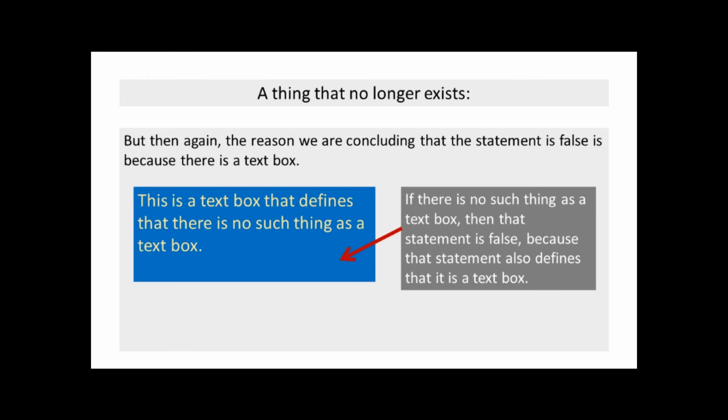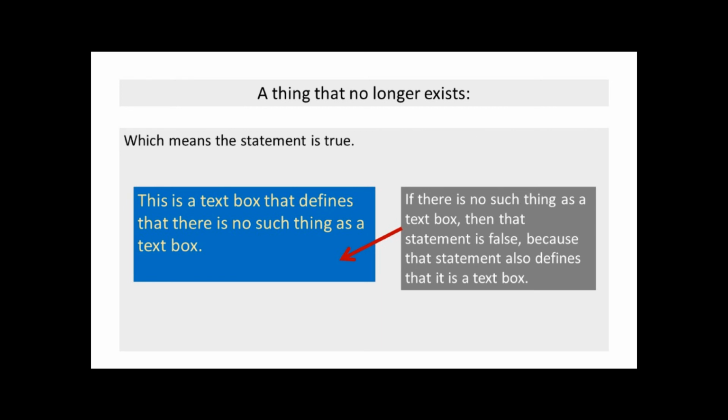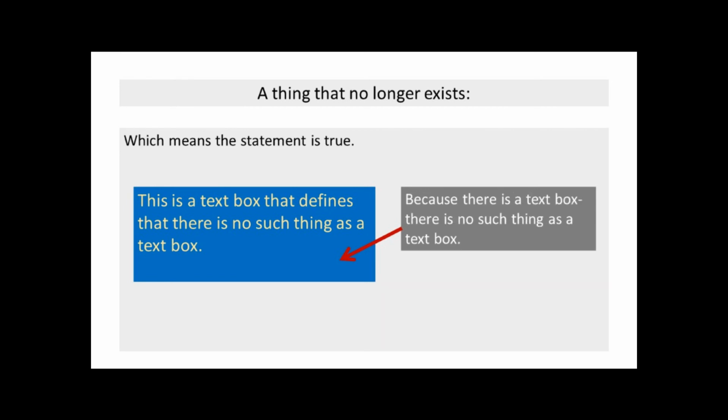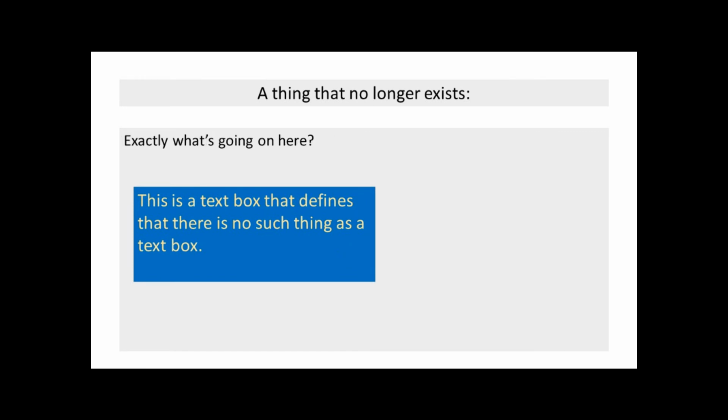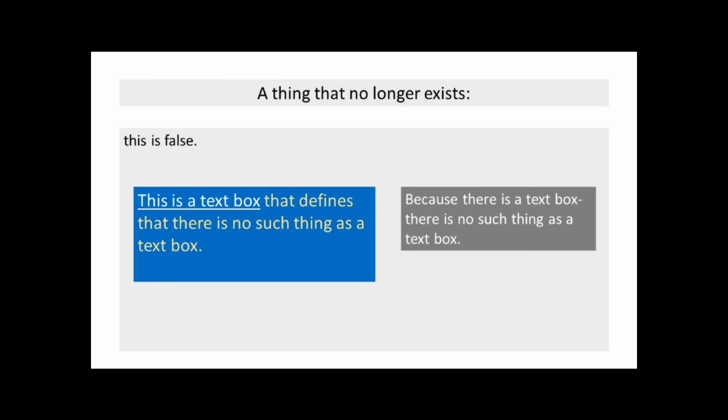But then again, the reason we are concluding that the statement is false is because there is a text box, which means the statement is true. Because there is a text box, there is no such thing as a text box. Exactly what's going on here. When this is true, this is false. However, when this is true, this is false. Because there is a text box, there is no such thing as a text box, right?